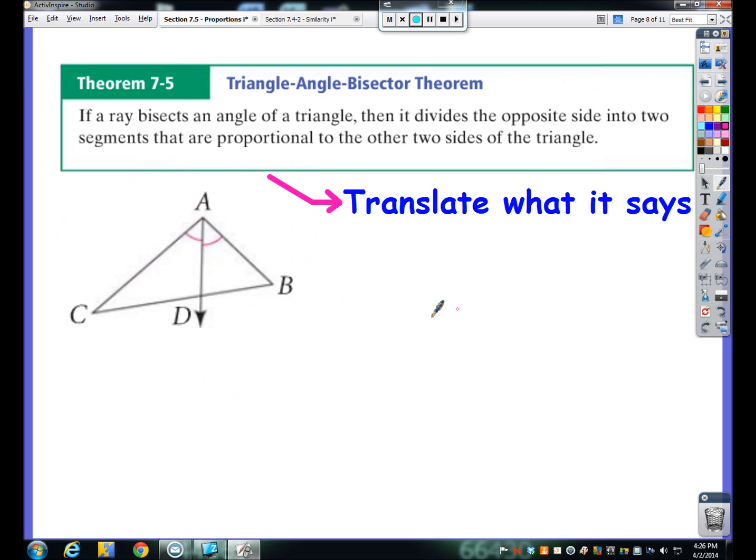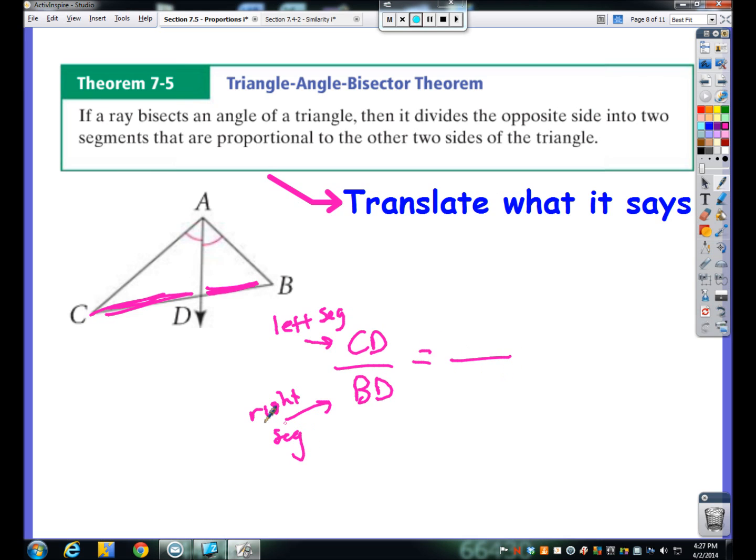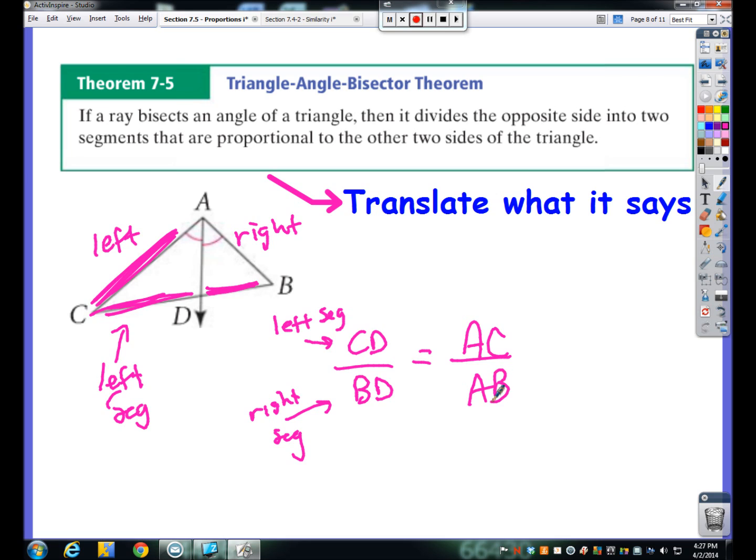The way it's really saying is that these two pieces set up CD over BD. So this represents the left segment, if you will. This represents the right segment, is proportional to the two sides of the triangle. Now here's the thing. CD, we said, was the left segment. And since it's my numerator value, I technically need to use the left side that is adjacent to it. So this would be AC. BD was my right segment, so I need to match it up with the right side of the triangle, which is AB.